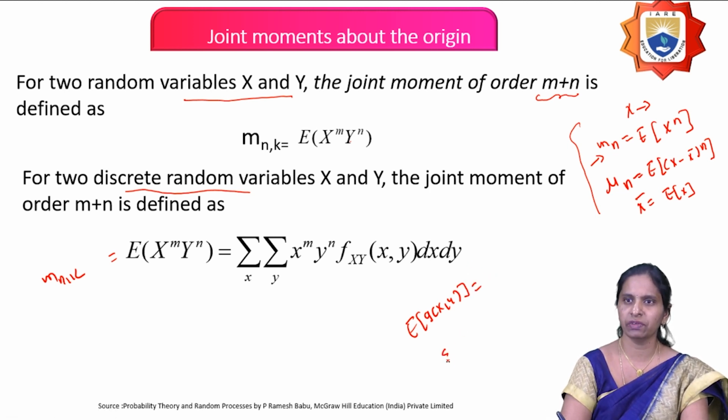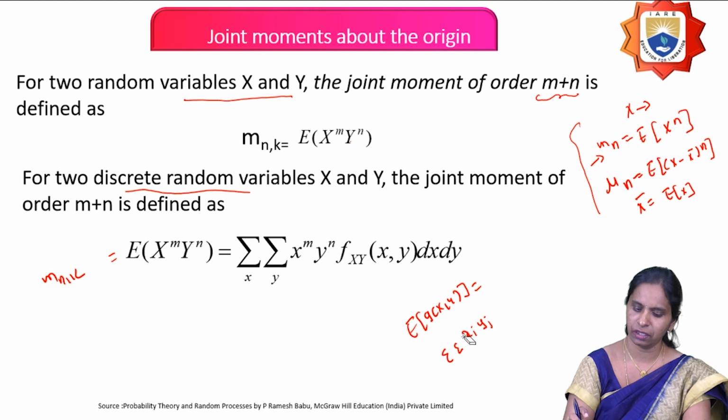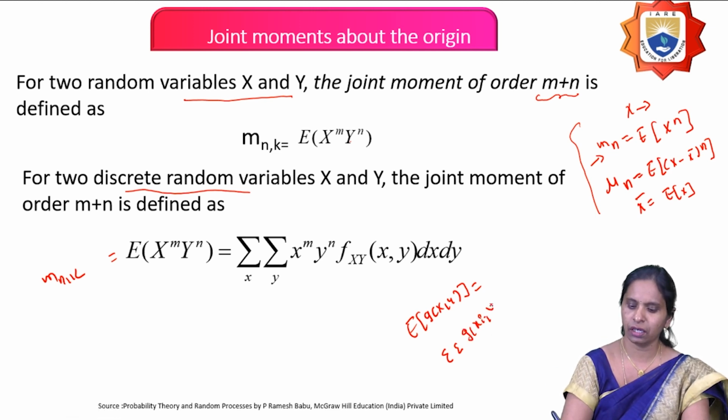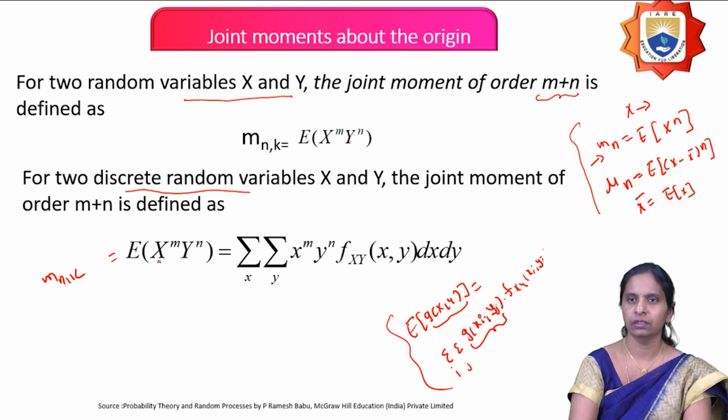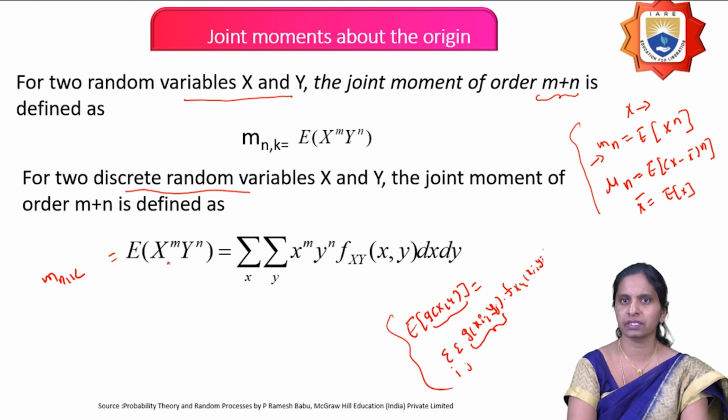For discrete random variables, what is the formula? Sigma over xi, yj of g of xi comma yj. Whatever function is there, you have to write it into the joint density function at the variables xi comma yj. The same thing here: X and Y are discrete random variables.